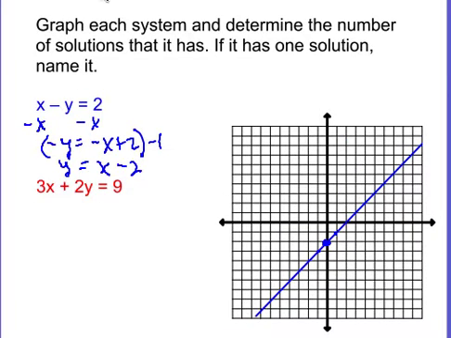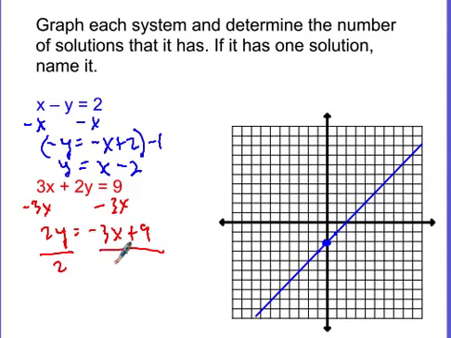All right. Let's set this one to y, so subtract 3x. 2y equals negative 3x plus 9. Divide by 2, this is going to be a weird one. So it's y equals negative 3 halves x plus 4.5. Yikes.